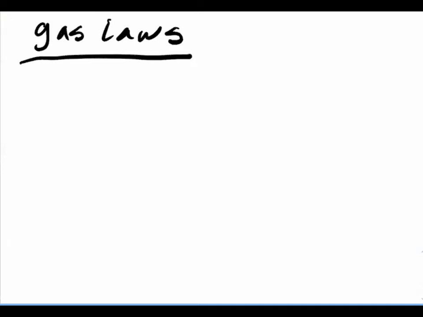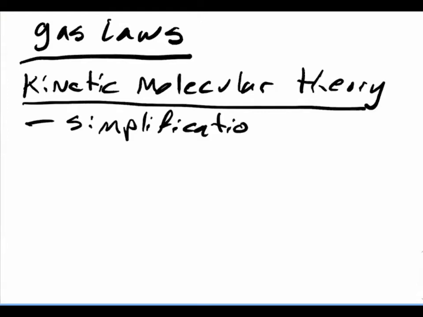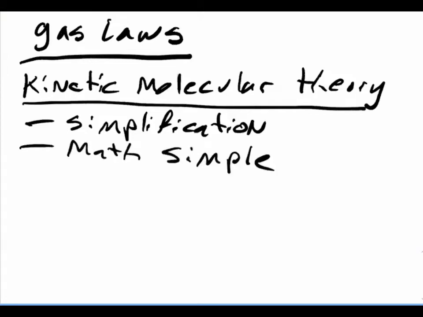So gas is one of the states that we talked about early on in the class. And there's a theory that goes behind this called kinetic molecular theory. Kinetic molecular theory is a simplification of gas behavior, and what it does is it makes the math very simple. Let me state the ideas of kinetic molecular theory.